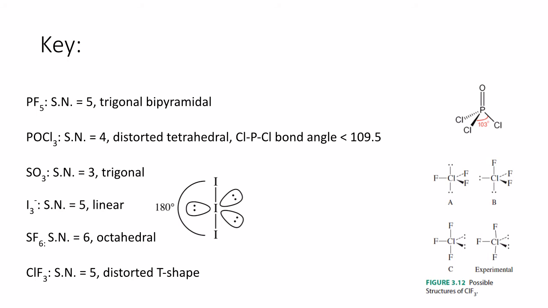Now the ligand atoms are not all the same. Oxygen forms a double bond. You look at the structure on the right hand side, oxygen forms double bond with phosphorus, and chlorine forms single bonds. So the double bond will push the single bonds a bit further away from itself and makes the chlorine phosphorus chlorine bond angle a bit smaller than what you would expect from an ideal tetrahedral structure. So the bond angle is 103, smaller than 109.5. That is the ideal bond angle in tetrahedral structure.